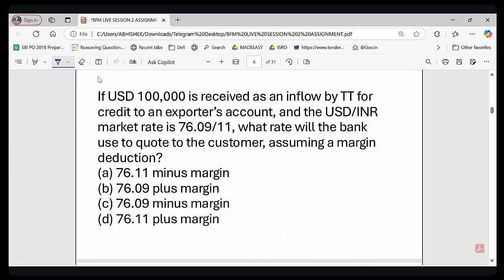The question says that if USD 1 lakh is received as an inflow by TT for credit to an exporter account, and the USD versus INR market rate is 76.09/76.11, what rate will the bank use to quote to the customer, assuming a margin deduction? Your options are: 76.11 minus margin, 76.09 plus margin, 76.09 minus margin, 76.11 plus margin. Take a moment to think about it. The key here is to understand whether the bank is buying or selling USD and how margin comes into play.